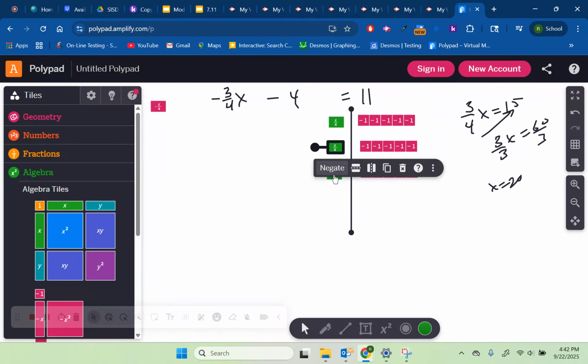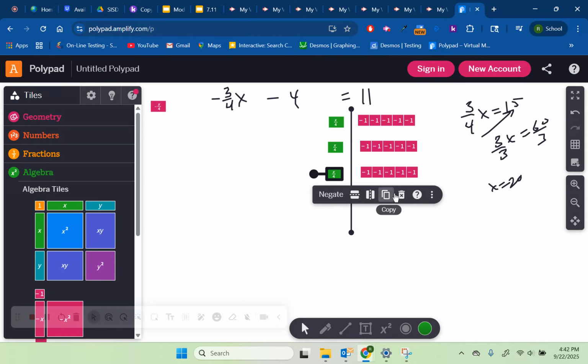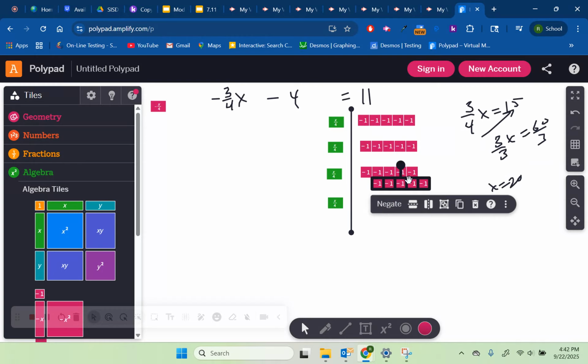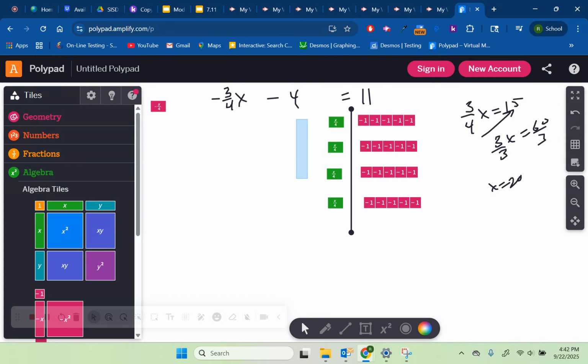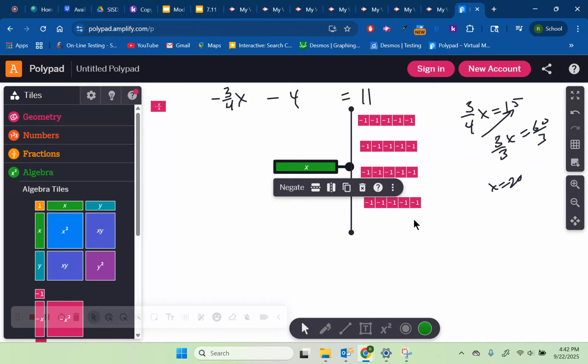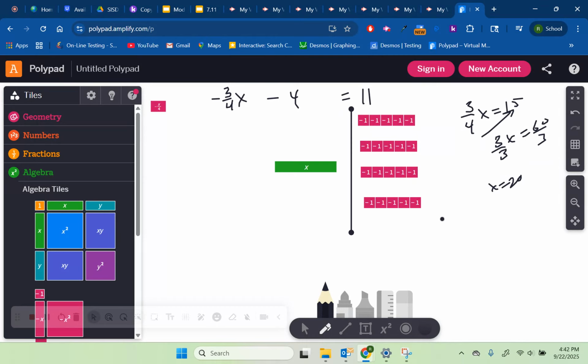Which means another fourth will be how much? Another negative 5. And so there is that full 1/4. I put these guys together, merge them, and then I get x equals negative 20. And in this case, x equals negative 20, and we get it. It's kind of neat, right?